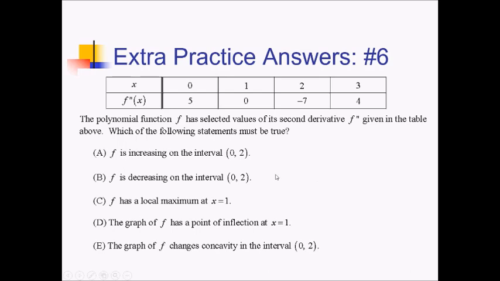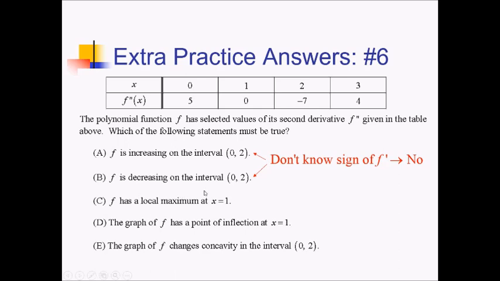On this problem, we're given a table of f double prime for some polynomial, and we want to know which statement must be true. So the first two statements are talking about f increasing or decreasing, and that's really not what this table is going to help us with. F double prime tells you the concavity. It tells you whether the rate of increase or decrease is itself increasing or decreasing. But since we don't know what f prime actually is, whether it's positive or negative, knowing whether f prime is increasing or decreasing, which is what these will tell us, is not going to help us out here. So in general, we don't know enough about f prime. We don't know the sign of f prime, so we can't pick either of these answer choices. We just don't have enough information.